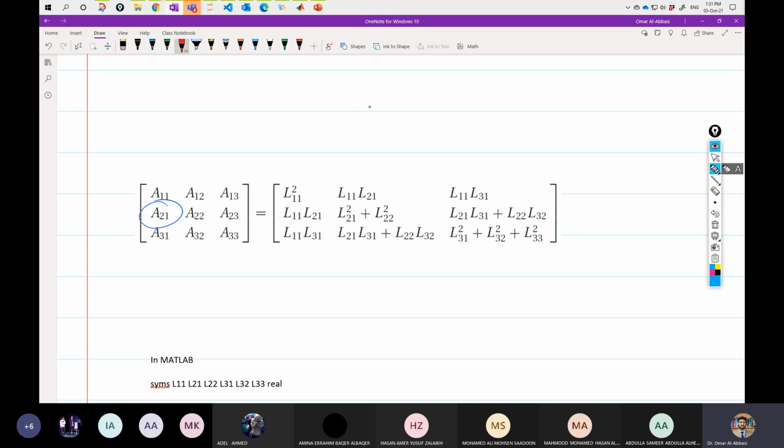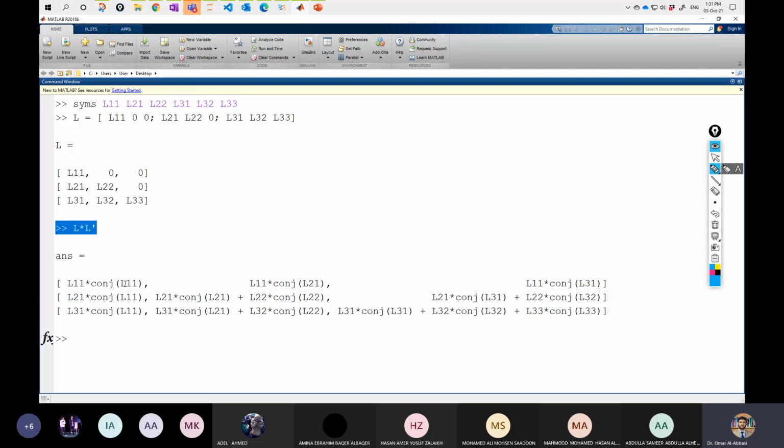So, 3 plus 2i. When you transpose this matrix, what will happen? This imaginary number stays the same, but this element will change its sign, right? Because MATLAB assumes that those L's can be real or imaginary, it said, you know what? It's the conjugate of that.